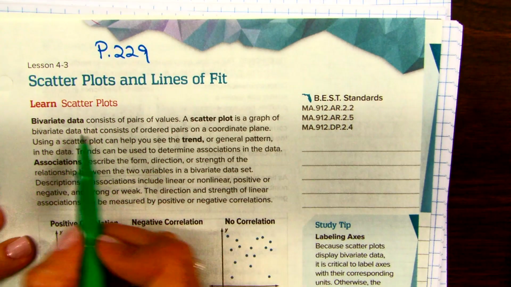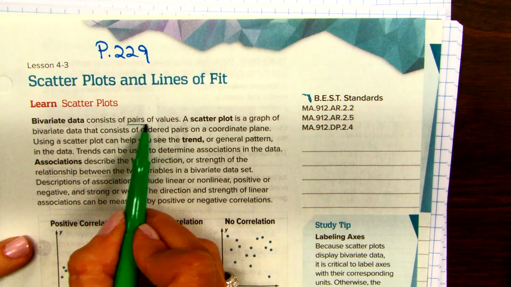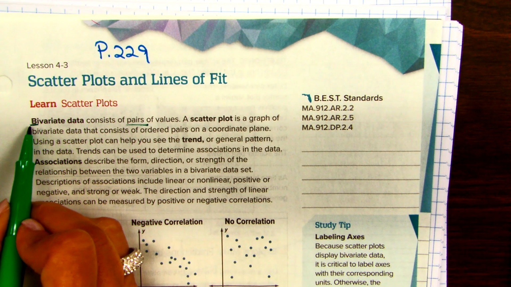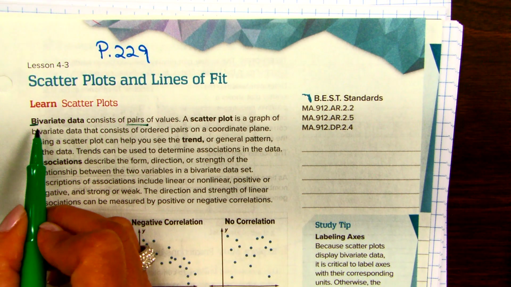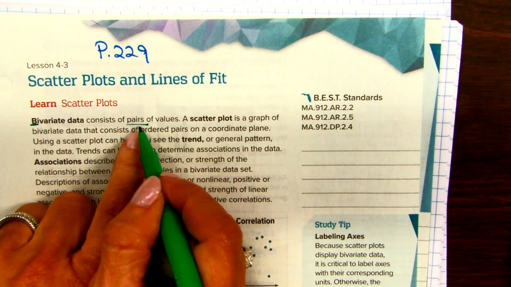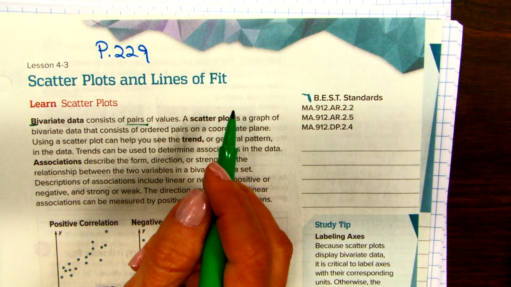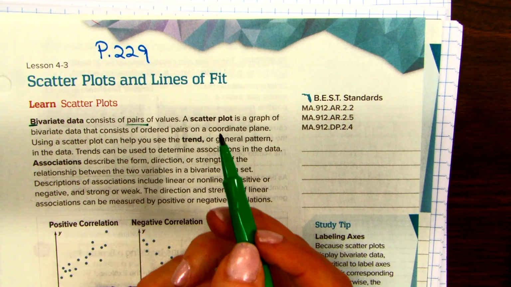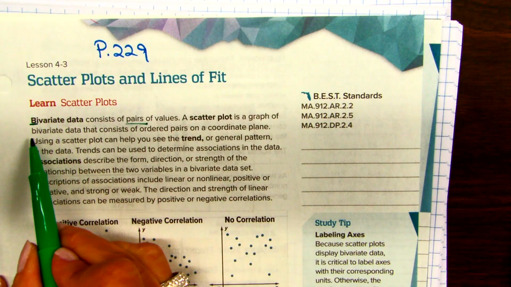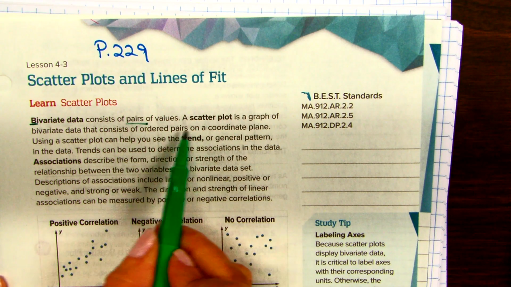Bivariate data consists of pairs of values, okay? So guys, that prefix, bi, think of bicycle, two, binomial means two, bivariate, pairs of values, okay? So 2 values. They're ordered pairs, you know, an x and a y. A scatter plot is a graph of this type of data that consists of ordered pairs on a coordinate plane.